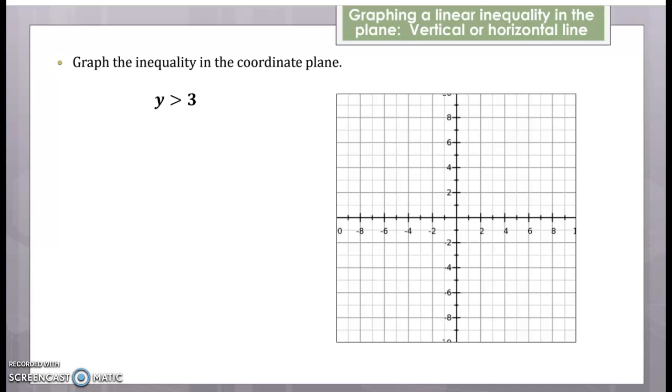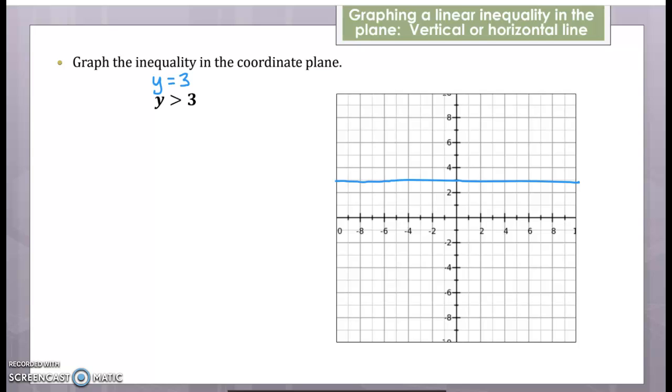Hey everybody, in this video we talk about graphing a linear inequality in the plane, vertical or horizontal line. So let's take a look at this equation, y is greater than 3. If I were to think of this as a line, we would have the equation y equals 3. If I were to graph that line, it would look like this.